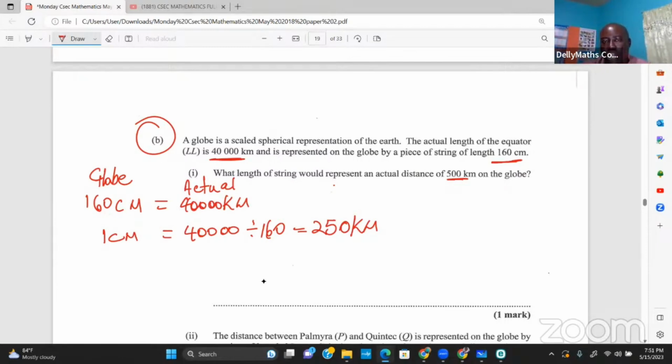I know that. So now that I know that, 500 kilometers, you could see it's 2, right? So 500 km is equal to 2 centimeters. Remember, for every 1 centimeter, there is 250. So if you reach 500, you would have just reached 2 centimeters. I'm just showing the working for it. You divide it and you go.